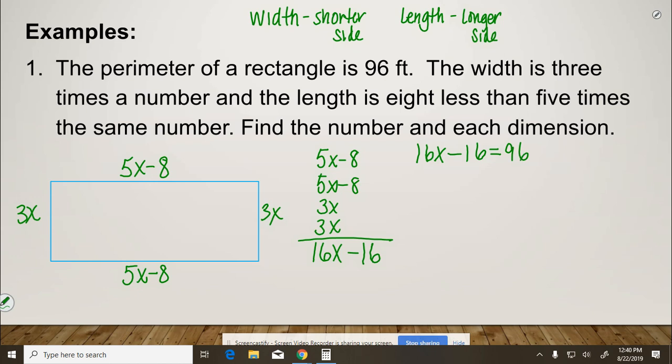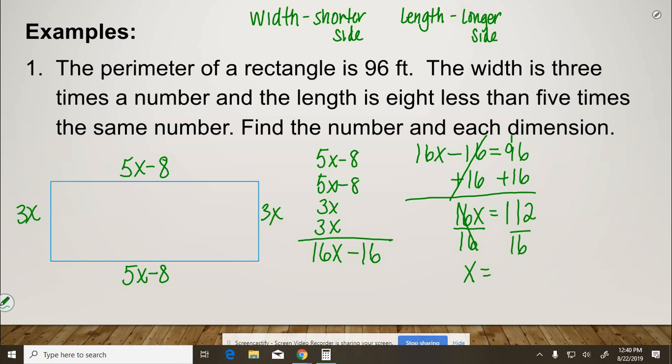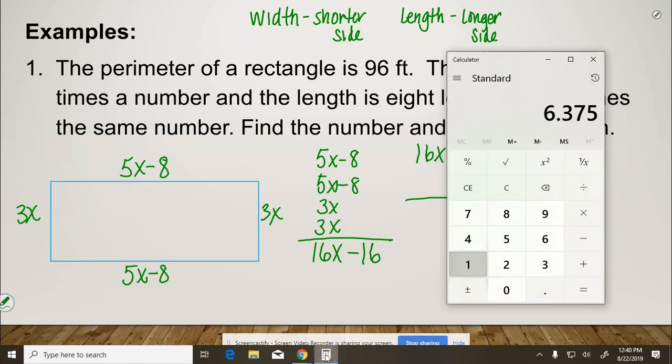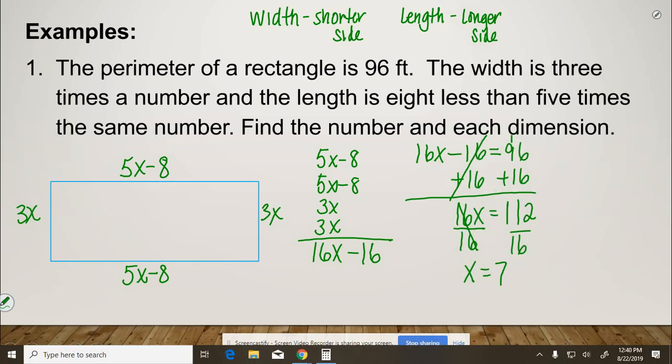All right, so now this is a basic two-step equation that we all know how to solve. We start by getting rid of the constant. The constant is negative 16, so we're going to add it to both sides. 6 and 6 makes 12, carry the 1. 9, 1 and 1 make 11, so we get 16x equals 112. Divide by the coefficient, and x is going to be the answer to 112 divided by 16, which is not a very basic division fact. So we're going to take out our calculator. 112 divided by 16, and we got 7. So x equals 7.